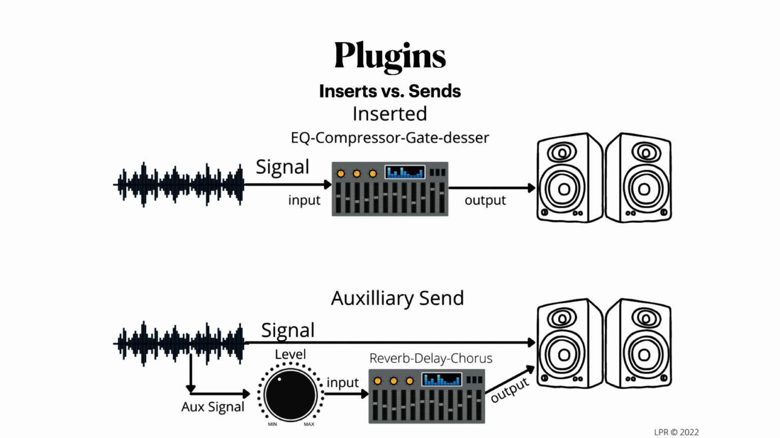The auxiliary send, or the send signal: the signal goes straight through to the output, okay? But you can take a little bit of the signal and send it directly through whatever process you want. This is better for reverbs, delays, choruses, things where you need to control how much of the signal is going into the effect and how much is coming out. Okay, you still have your direct signal, but with your auxiliary send you can adjust how much of that signal goes through. So that's the difference between inserted signals and auxiliary signals.